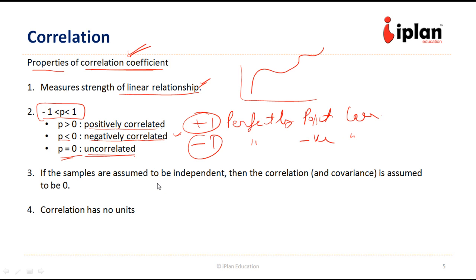So if the correlation coefficient is 0 and the covariance between them is obviously 0, then they are assumed to be independent of each other. There is no relationship between them. And it is clear that correlation does not have any units. The correlation coefficient does not have any units, whereas the covariance is going to have units.